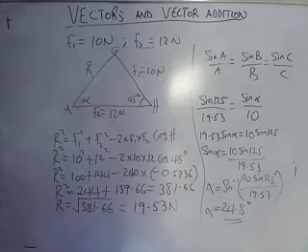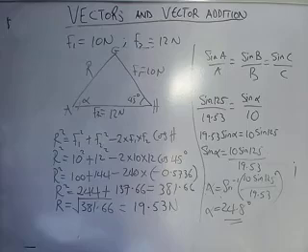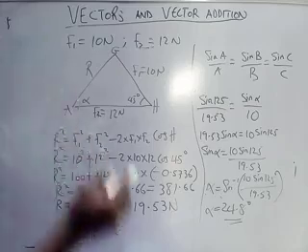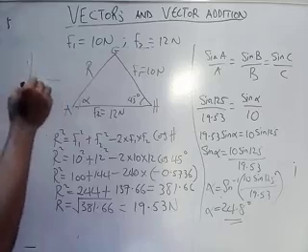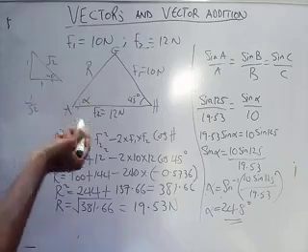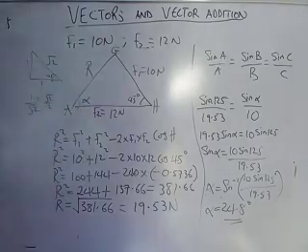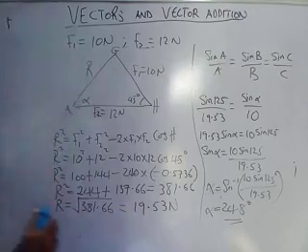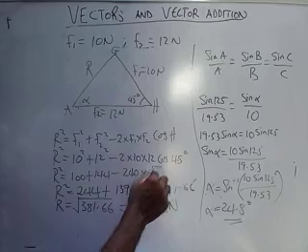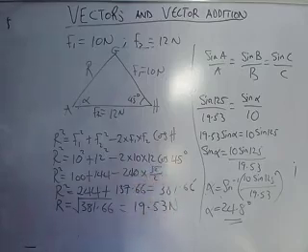Cos 45 is 0.7071. Yes, that should be it. Sorry, let me verify. Cos 45 is 1 over root 2, that is root 2 over 2, which should be 0.7071. Okay, since I'm not that sure, let me use root 2 over 2, which will be here.